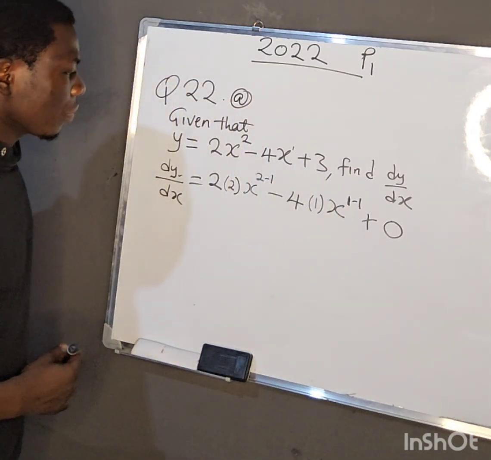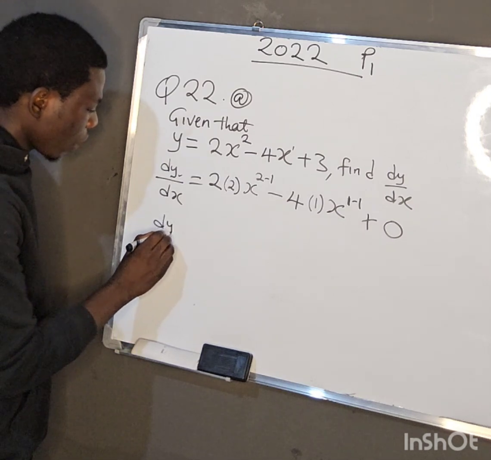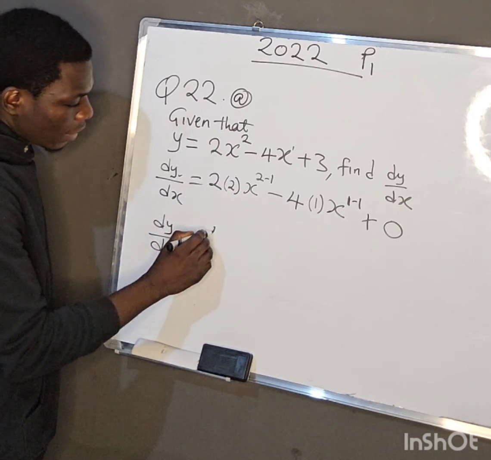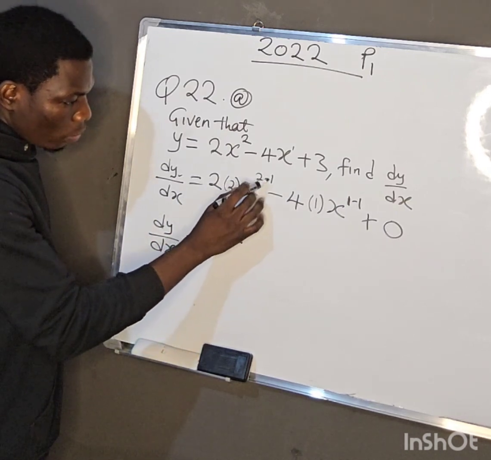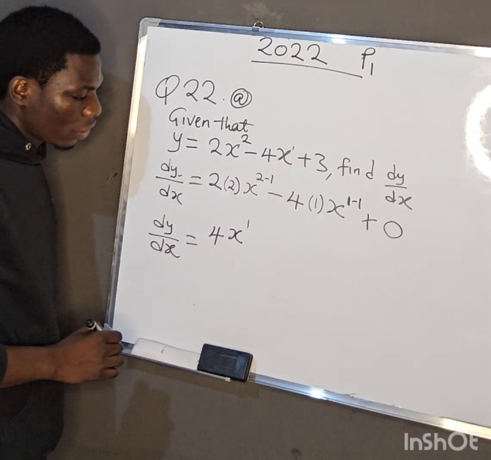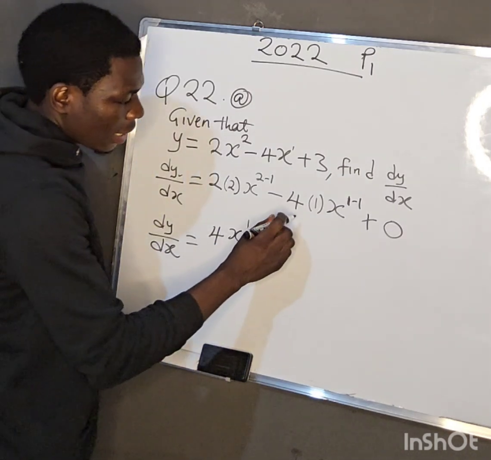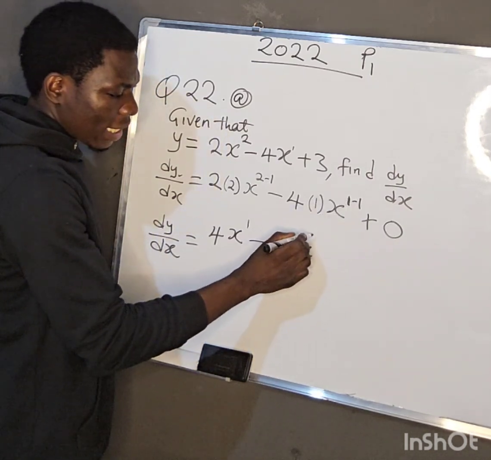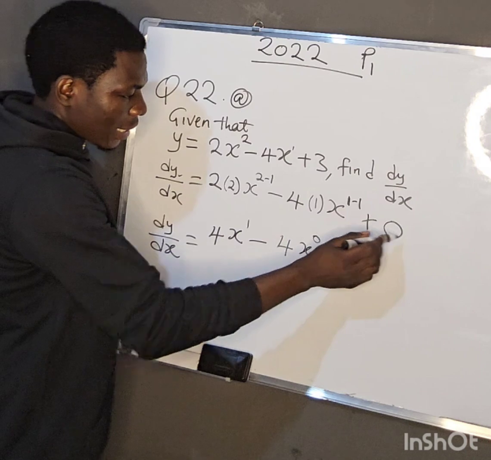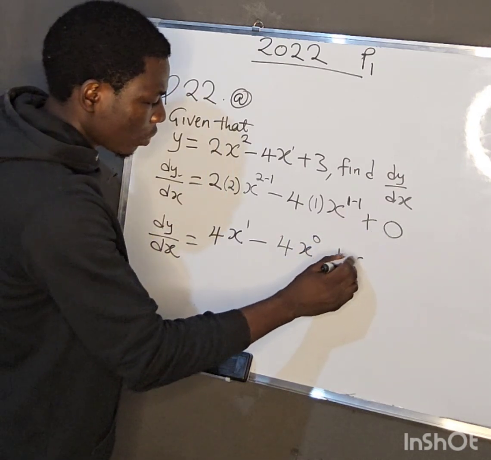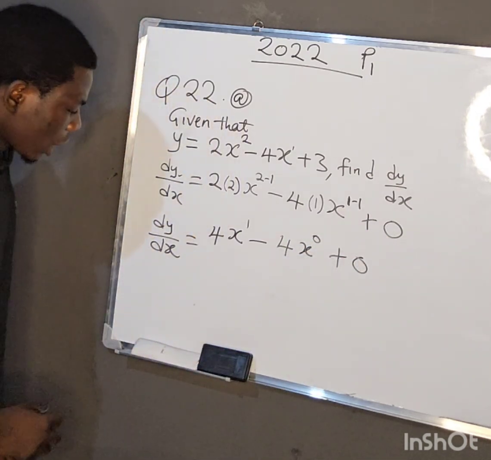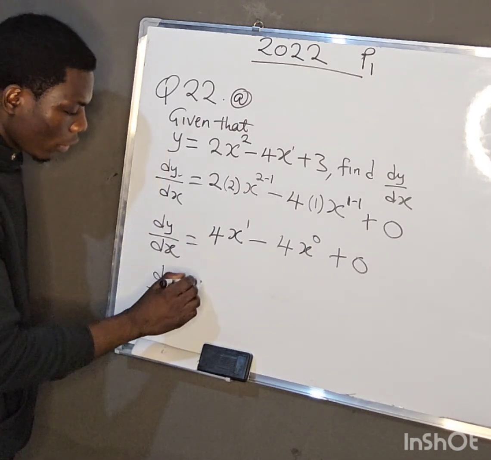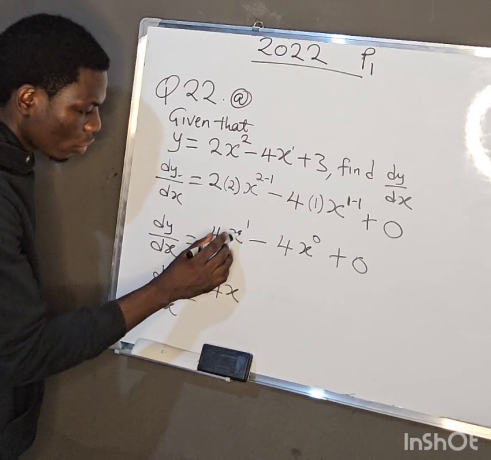Then from here, we are going to say our dy over dx is equal to, we multiply 2 times 2, we get a 4x, and then 2 minus 1, the answer there is 1. So you can say 4x to the power 1 minus, here you have 4 times 1 is 4x, and then we have 1 minus 1, the answer there is 0. Then plus 0. Then we can write our final answer to say dy over dx is equal to, this is just the same as 4x because x to the power 1 is just x.